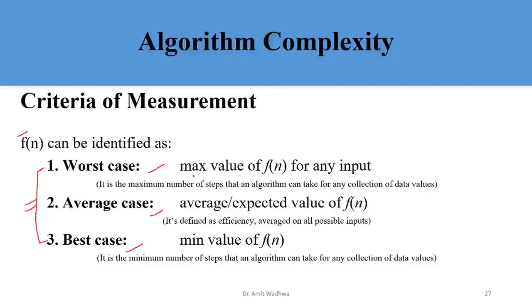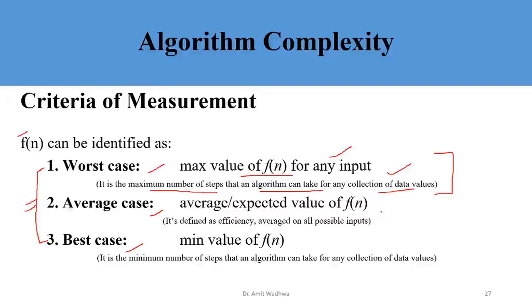So how do we define them? In case of worst case, it is basically the maximum value of this function f(n) for any particular input. So we can say that it is the total number of maximum steps that an algorithm can take for any collection of data values in order to complete the process. That can be said as the worst case running time of that algorithm, meaning in this much amount of time the algorithm should complete at maximum. So that is the worst case, and it is associated with the maximum number of steps.